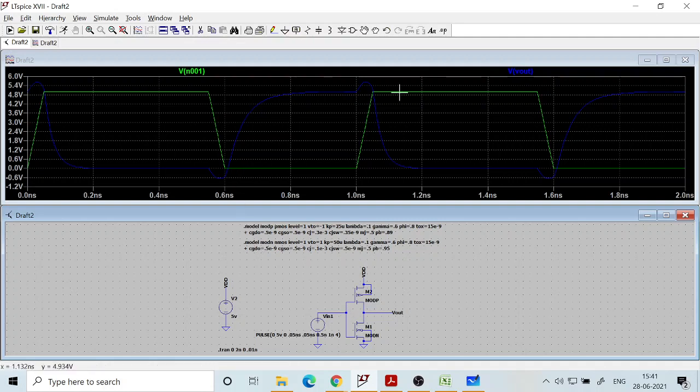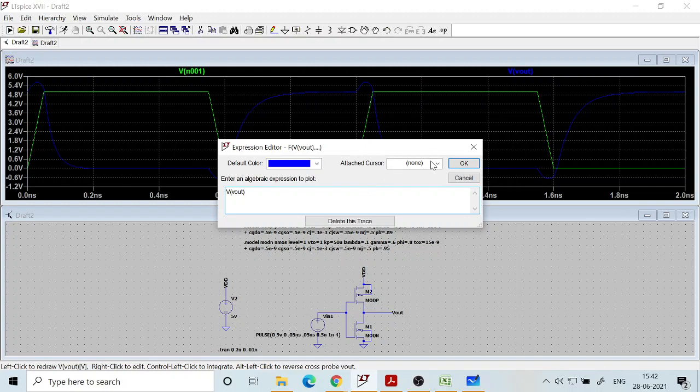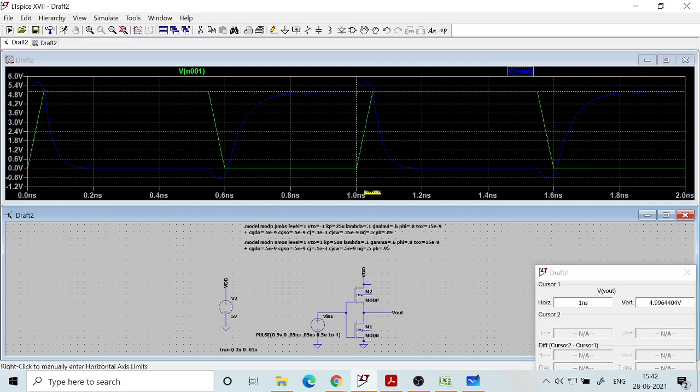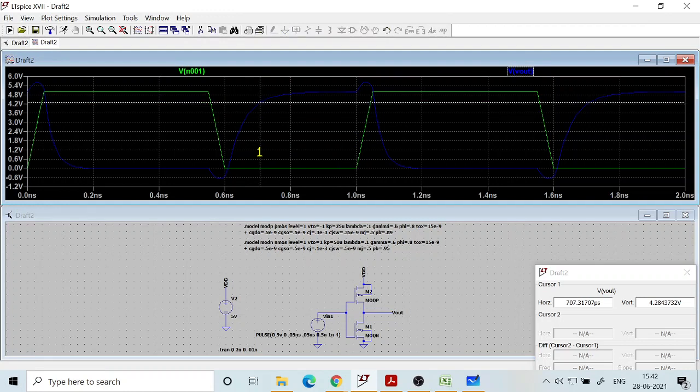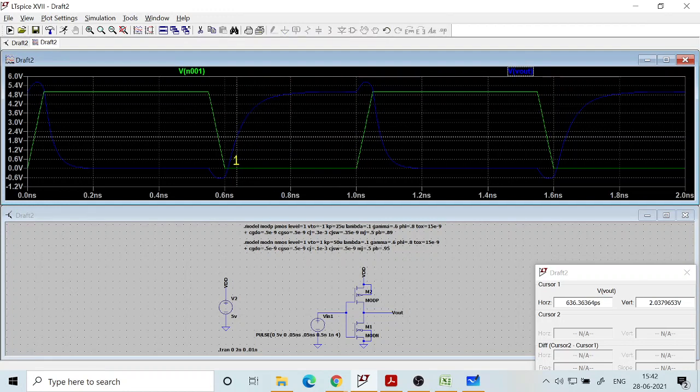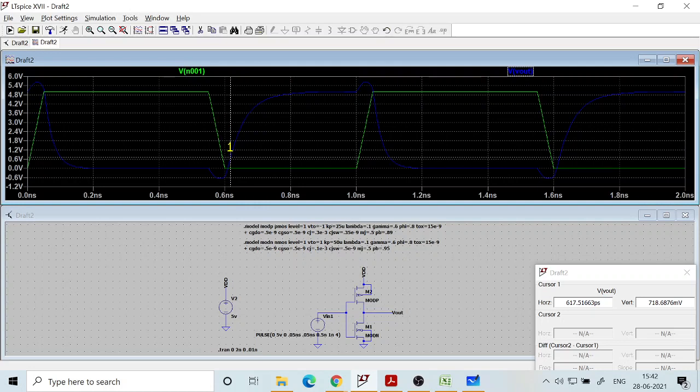So 10% of the final value we are talking about, that is VDD, which is 5. So 10% of that means, so let's bring down the cursor. First let us look at the rise time. So 10% of 5 is 0.5. So let's look at the vertical axis and make sure that we have 500 millivolt or 0.5 volt.